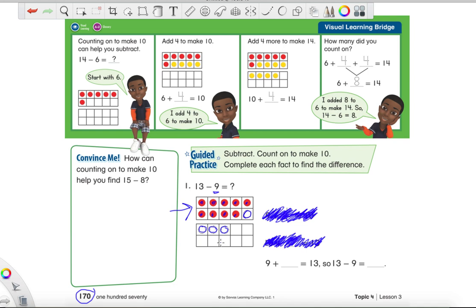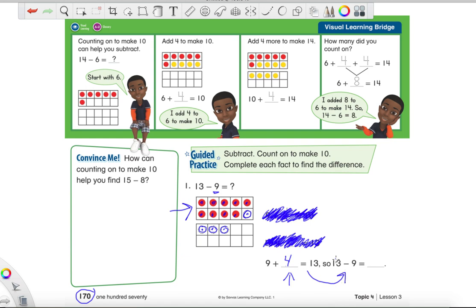Now we just check to see how many circles we made. We have 1, 2, 3, 4. 4 circles. So, what do we put in this blank space? We put a 4. And over here we have the related facts.